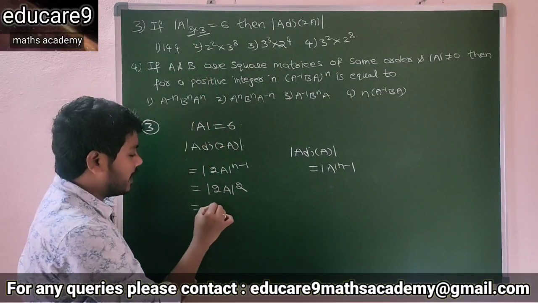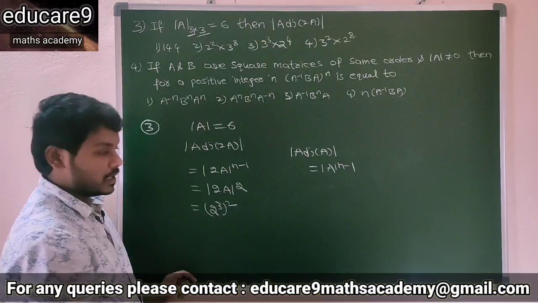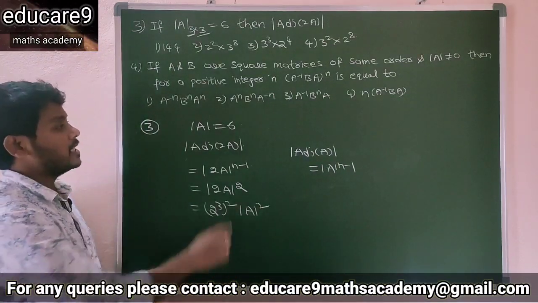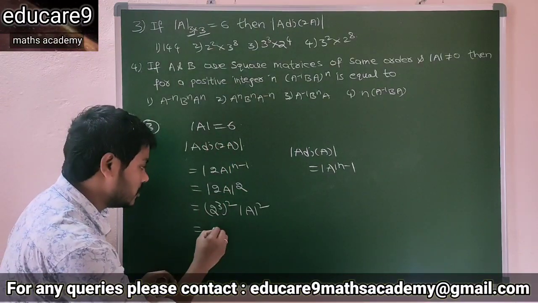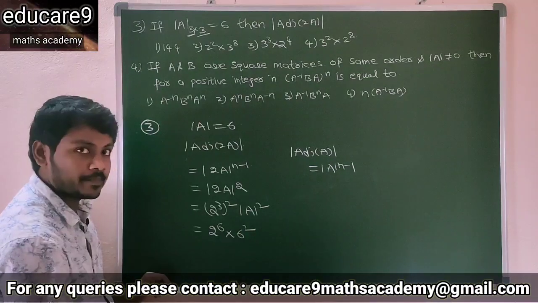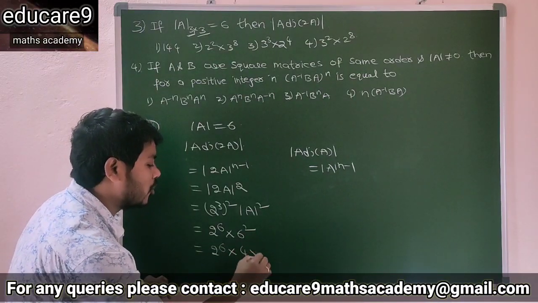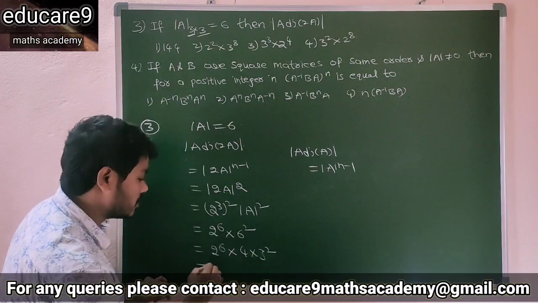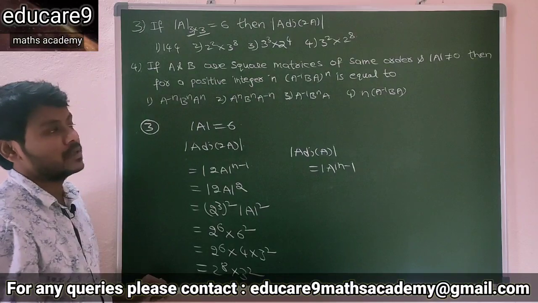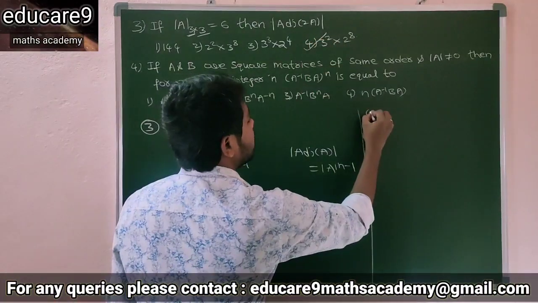Now the order of A is 3. So this can be written as 2 power 3 whole square into determinant of A whole square. What is the determinant of A? 6. So this is 2 power 6 into 6 square. Now again this is 2 power 6 into 4 into 3 square. So this is 2 power 8 into 3 square. So clearly option 4.